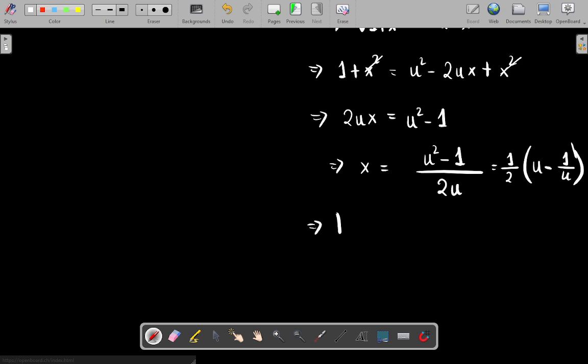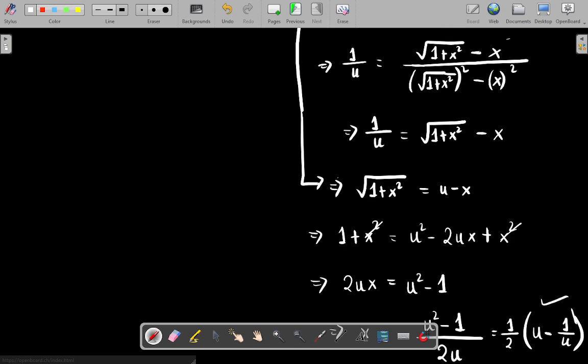So now if I do dx, the half term will remain as a constant outside, this u will become 1, and usually the derivative of 1 by u is minus 1 by u square, right? But since there is a minus here, this will become plus 1 upon u square times du. Okay, so these are the substitutions we have done: x in terms of u, dx in terms of du.